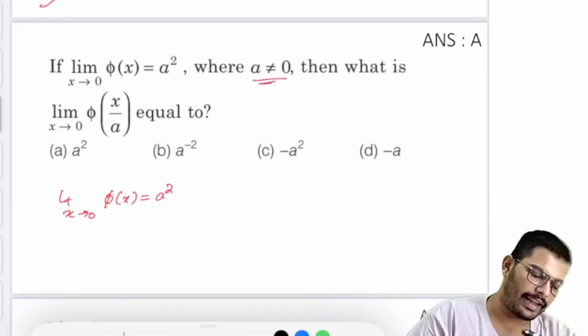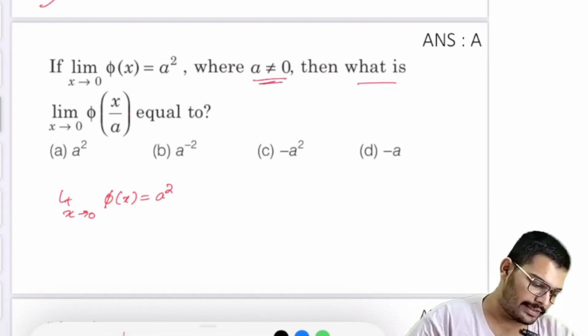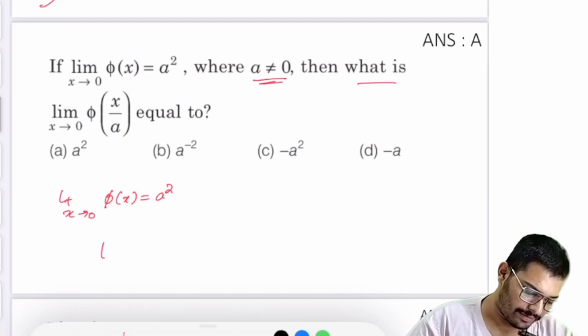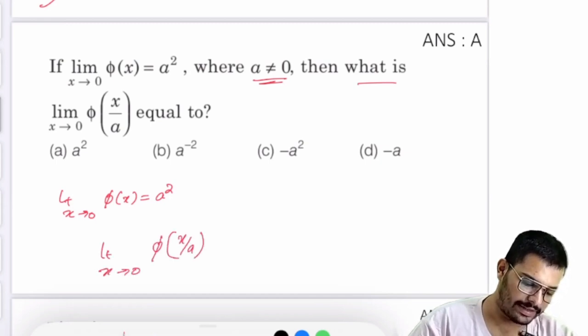In this question, if limit x tends to 0, phi of x equal to a square, it's given, where a not equal to 0, then what is the limit when x tends to 0, phi of x by a, equal to?